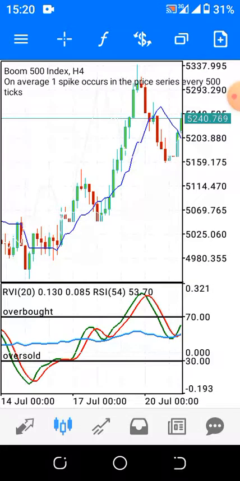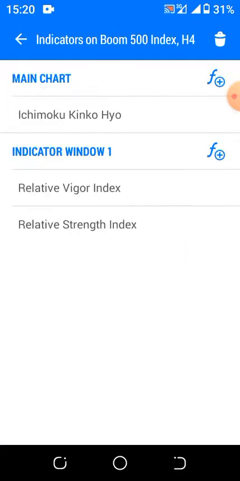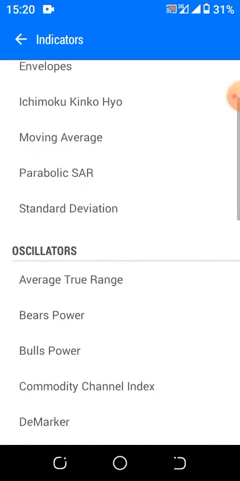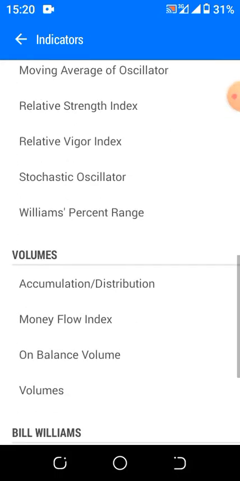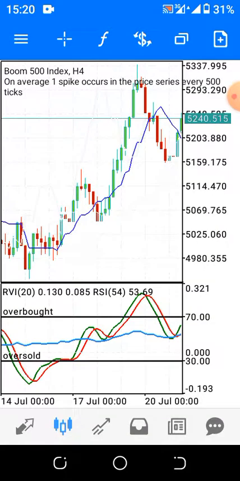After we press done, we set up the two other indicators. We've got the relative strength index. The period should be 54, apply to close, 3 pixel, color blue, done.